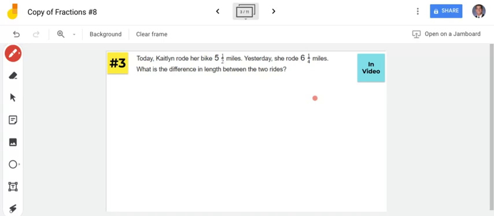Number 3, it says today Caitlin rode her bike 5.5 miles. Yesterday she rode 6 1/4 miles. The question is, what is the difference in length between the two rides?